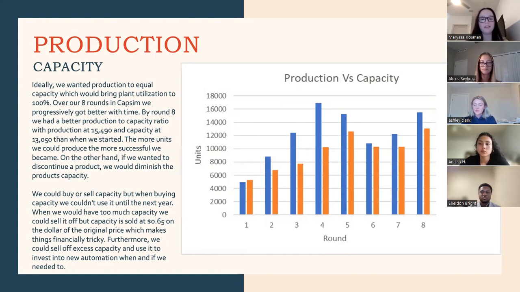If we had too much capacity, we could sell it for 65 cents on the dollar of the original value. So that could become a little financially tricky at times, but we didn't have to do this very often. And if we also wanted to sell off excess capacity, we could use it to invest in further automation, which really did end up helping us be successful in the long run as Team Digby. Next slide, please.